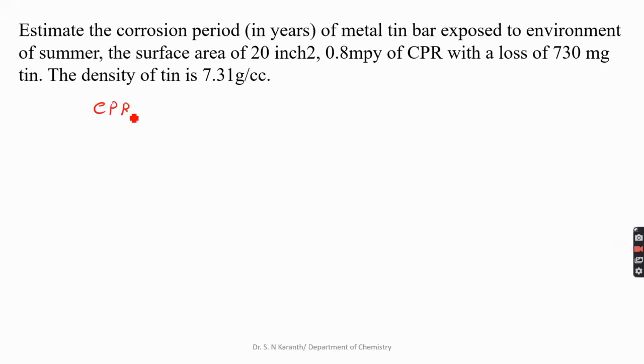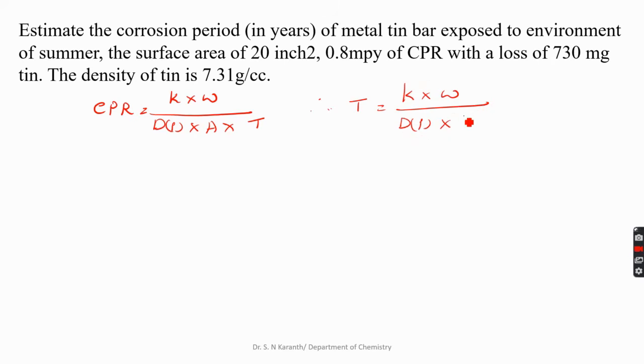So the CPR equals K into W divided by rho into A into T. Therefore, T is equal to K into W divided by rho into A into CPR. Here it is expressed in terms of Mpy, so K is 534 into W, that is the loss of metal, 730 milligram. They have given it in milligram, so you just put 730.